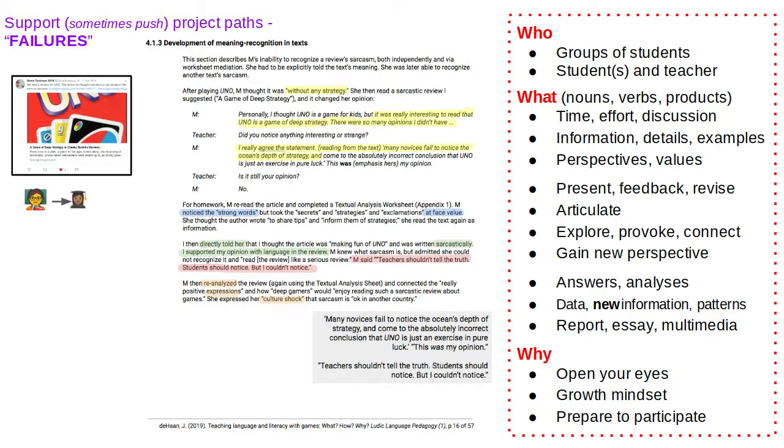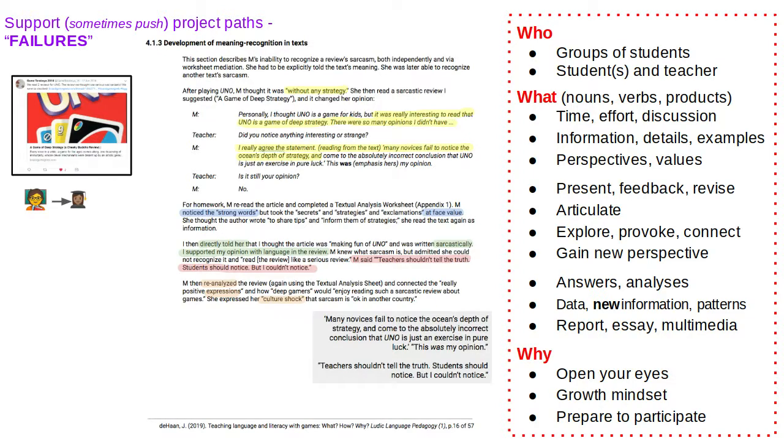In that example of Uno before, we were playing Uno and talking about Uno, and my student said that she thought that the game was without any strategy, right? She said that Uno was a game based on luck, which it is. So I shared a review I found on Board Game Geek, titled "A Game of Deep Strategy." And this is a deeply, strongly sarcastic review of Uno.